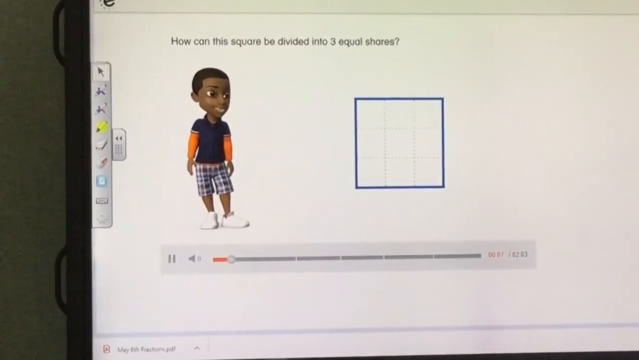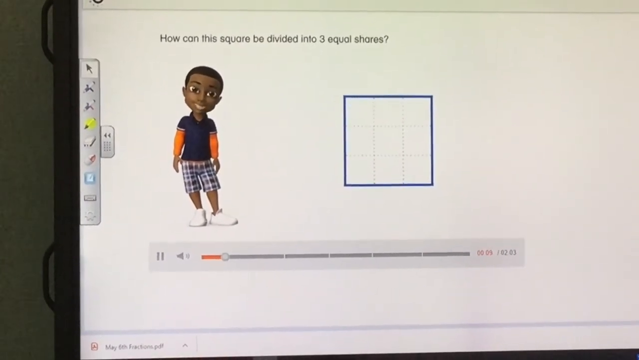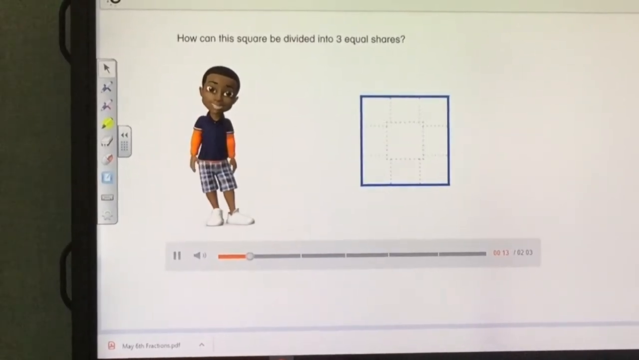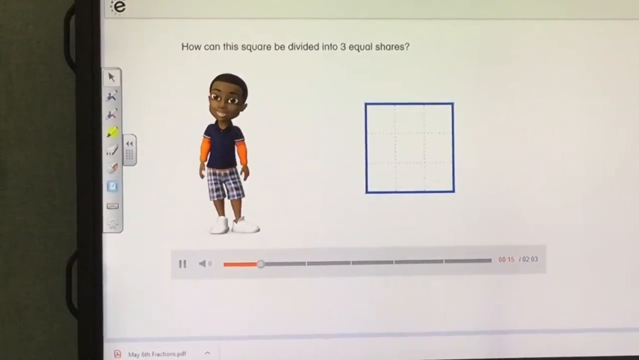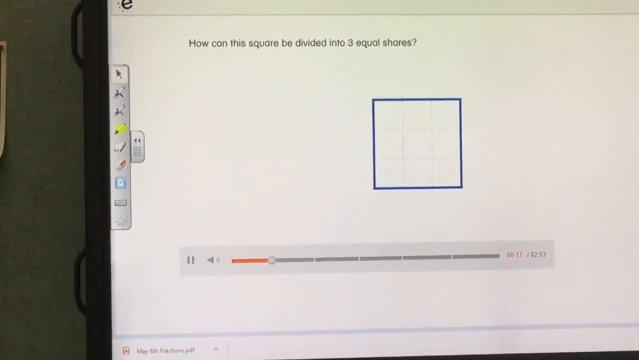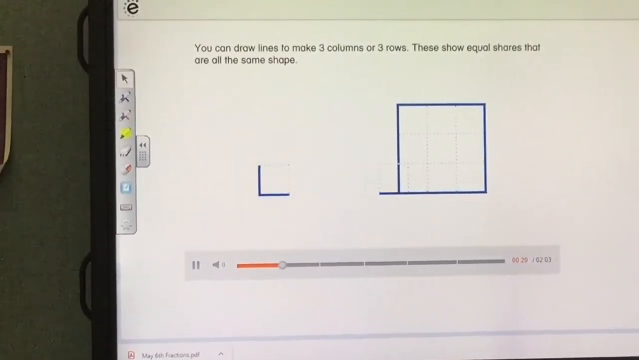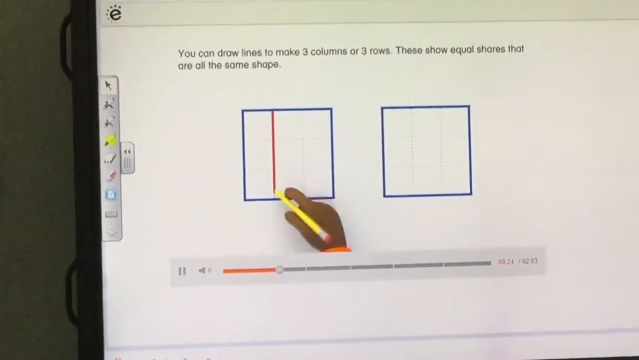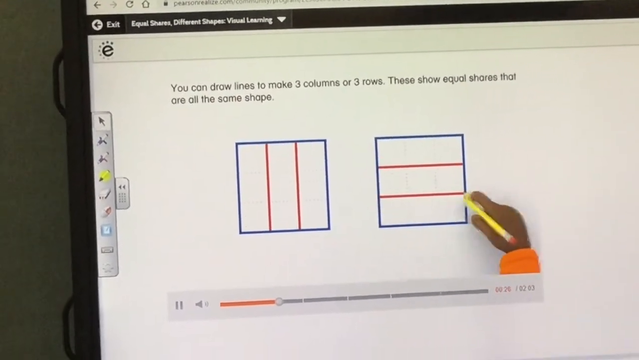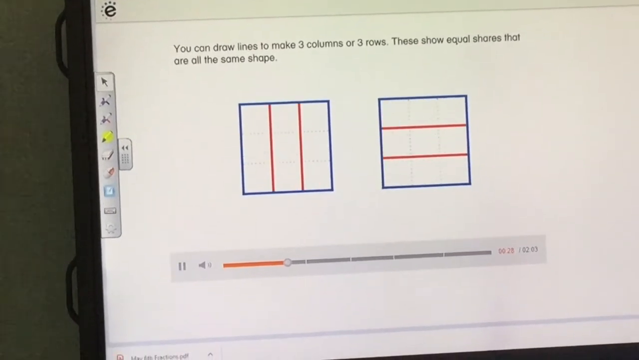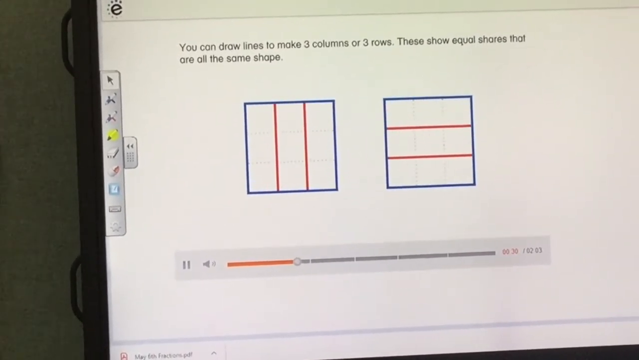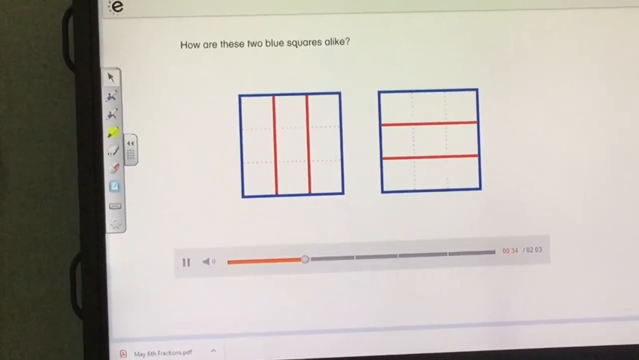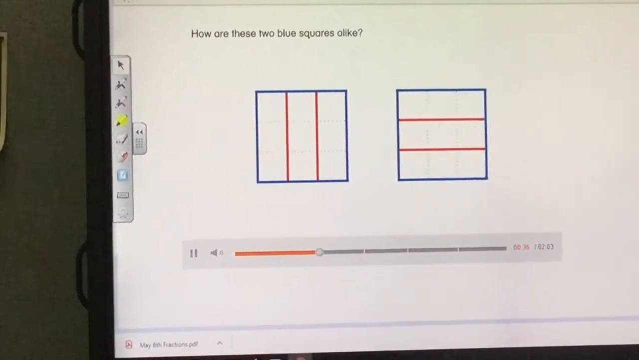How can this square be divided into 3 equal shares? You can use smaller squares to help. You can draw lines to make 3 columns or 3 rows. These show equal shares that are all the same shape. How are these 2 blue squares alike?